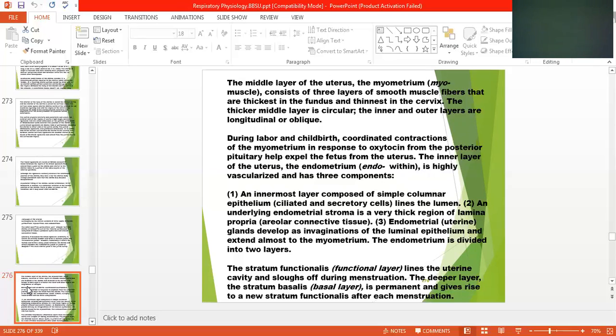The deeper layer, the stratum basalis, the basal layer, is permanent and gives rise to a new stratum functionalis after each menstruation. So this inner layer develops again and again after every menstrual cycle.